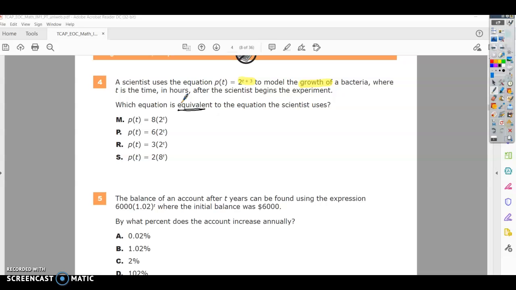All right, so the easiest way to determine which two functions are equivalent would be to simply graph these and see which equation looks the same. But since it's non-calculator, we're going to have to plug in values to see which one is the same. So like I said, this is a growth function, so we can't plug in a 1. So we're going to have P of t.